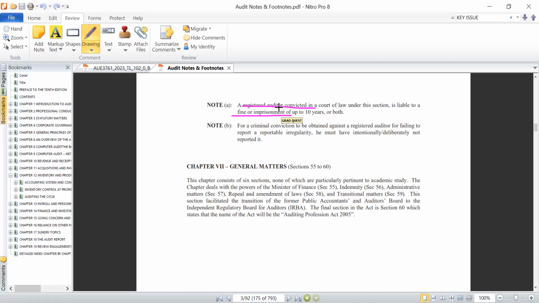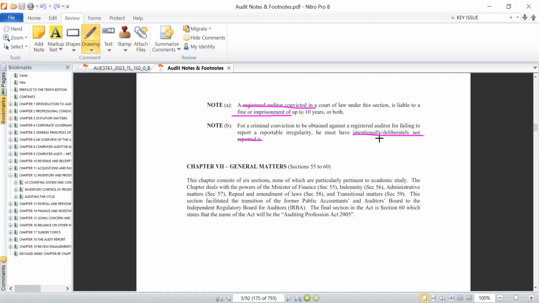So guess what? Because of the detrimental effect that misleading statements have on the users of financial statements, there are serious consequences if we as auditors don't issue the correct opinion on the financial statements in question. So for a criminal conviction to be obtained against a registered auditor for failing to report a reportable irregularity, he must have intentionally or deliberately not reported it. Exactly what I was telling you.